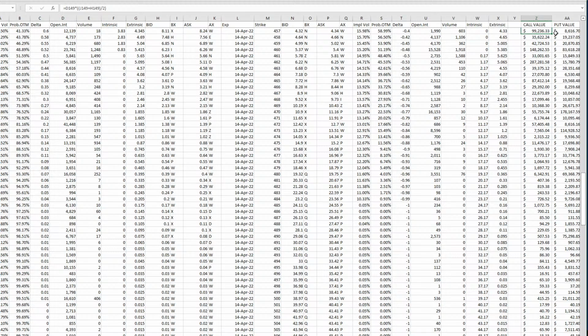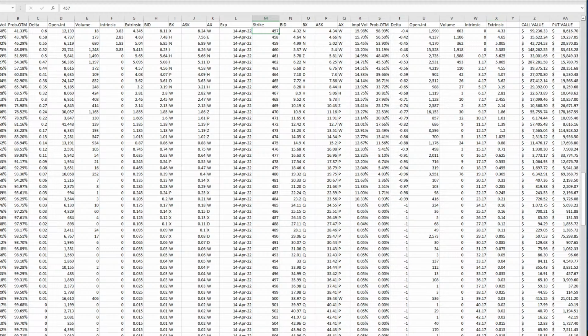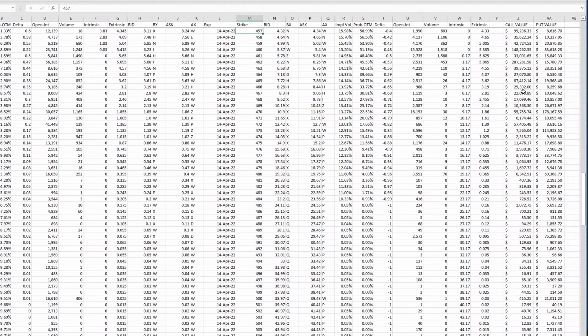So the value is about $99,000 for these 12,139. Sorry, this is at line 149. So this is at the 457 call. The open interest is about $99,000. Let me move over just a little bit here so we can see this a little bit more.